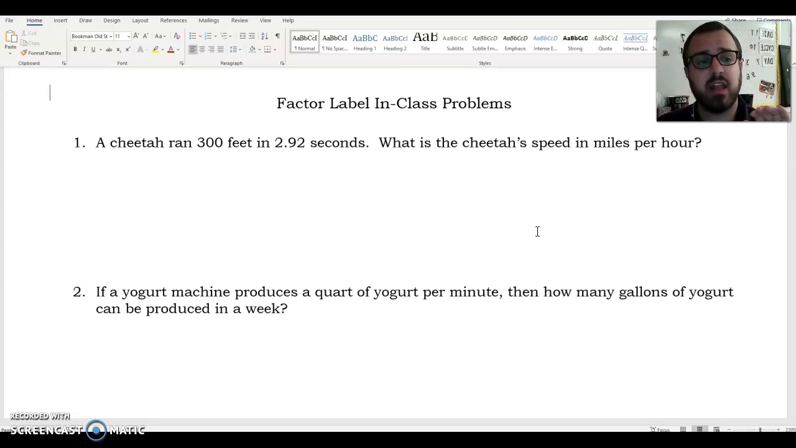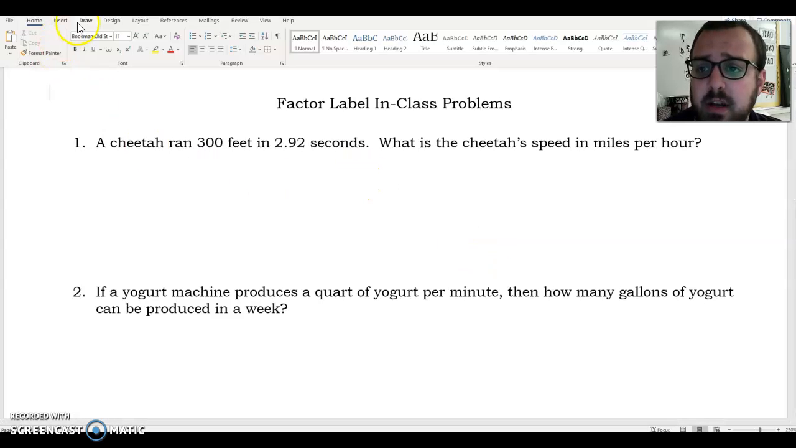Now, I really like starting off with this problem because it gives us an idea of why the heck we want to do this. Like, what's the point, Mr. Guy? Why do we want to do this? If I came up to you and I said, hey, that cheetah's really fast. It runs 300 feet in 2.92 seconds. That might not mean much to you, okay? Whereas if I tell you how it runs in miles per hour, that's a unit that we use all the time and has a little bit more context for you in real life, okay? So being able to convert from one set of units to the other is really going to help people understand what we're talking about and what it means, all right?